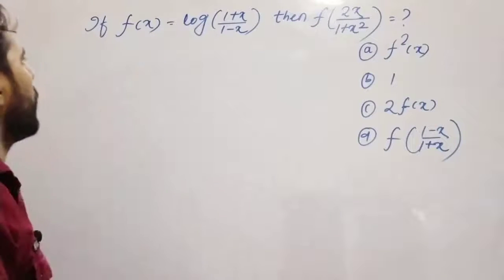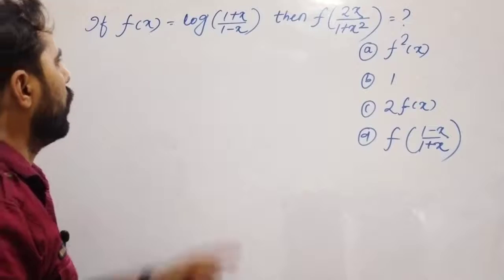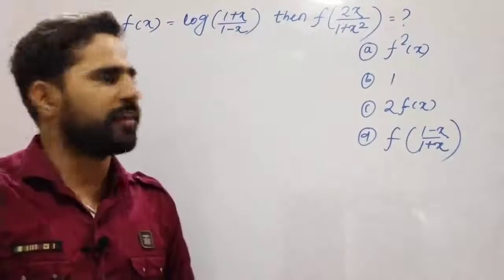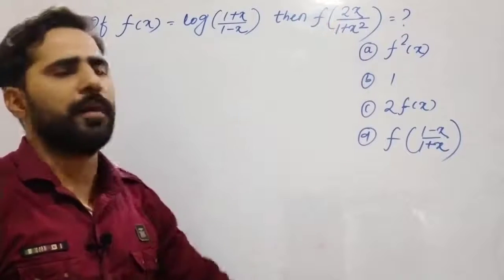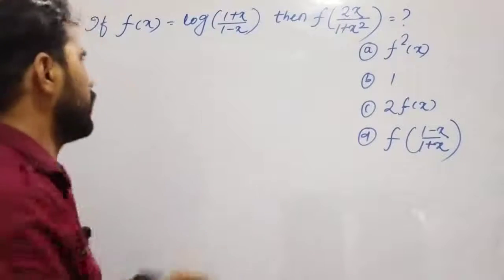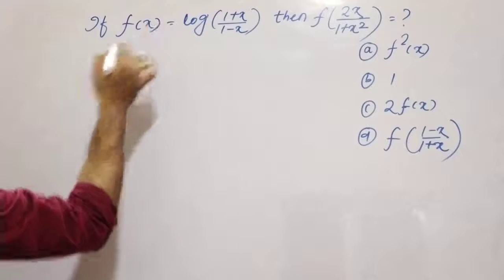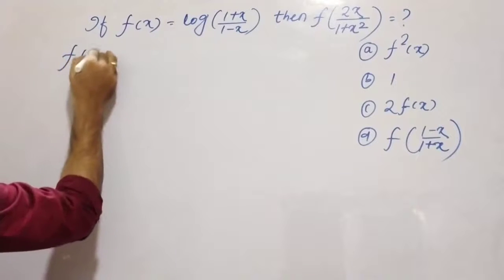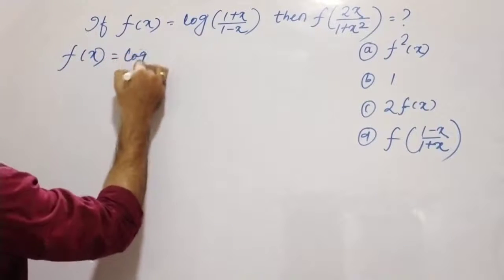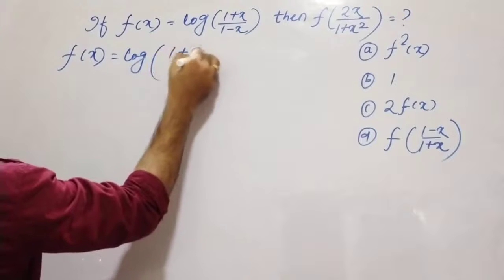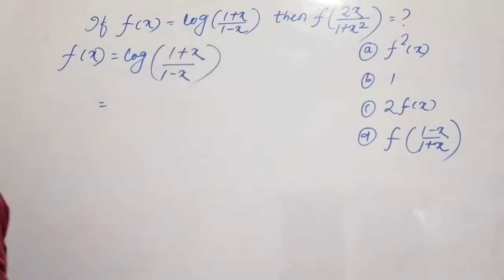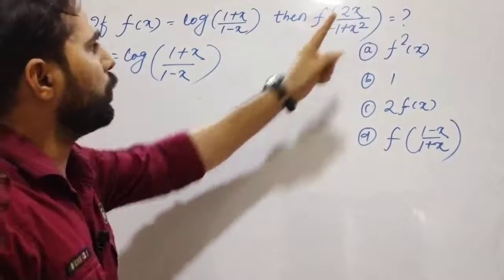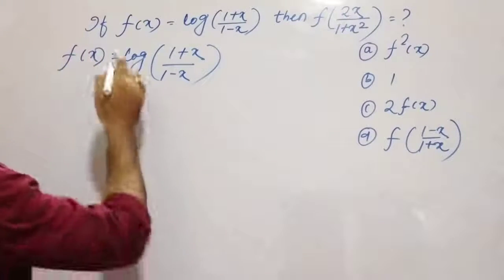The question is given: if f(x) is equal to log of (1 plus x) divided by (1 minus x), then find the value of f of 2x divided by (1 plus x square). Look here how to solve. f(x) is equal to log of (1 plus x) divided by (1 minus x), and I have to find f of 2x divided by (1 plus x square).